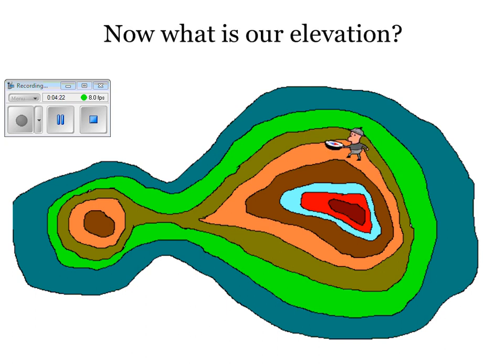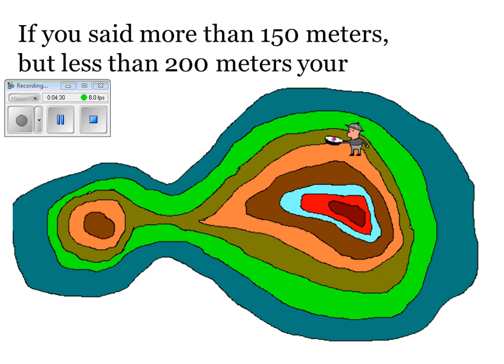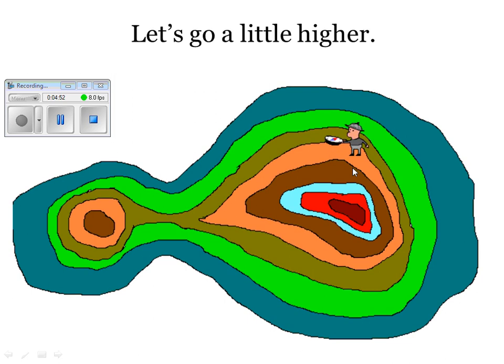What is the elevation now? Think about counting by 50s, just like we did on the profile. It's got to be more than 150, but less than 200. Because here's 0, there's 50, 100, 150, here's 200, and he's between 150 and 200. So now we're going to go up a little bit higher.